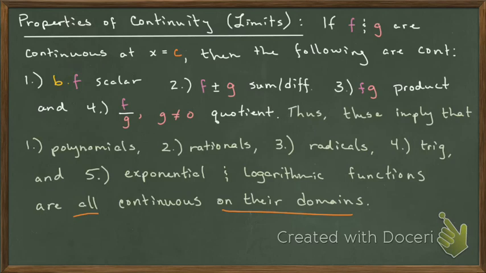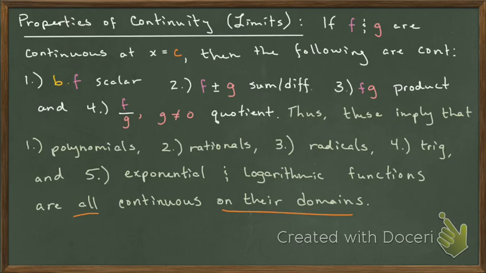Of course, there are radical functions and trig functions that aren't continuous at some points. But points that lie in their domains, these functions are always continuous. And that follows directly from these properties.